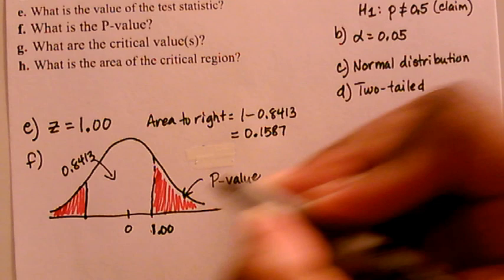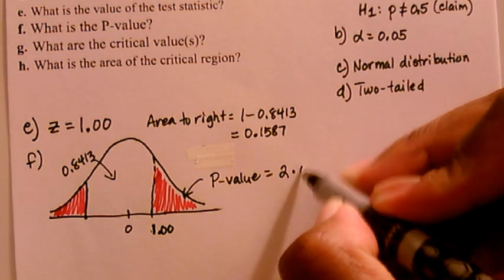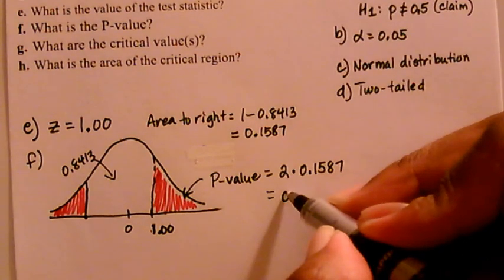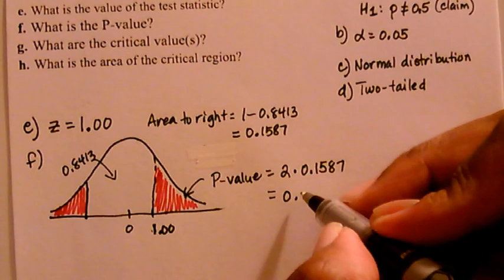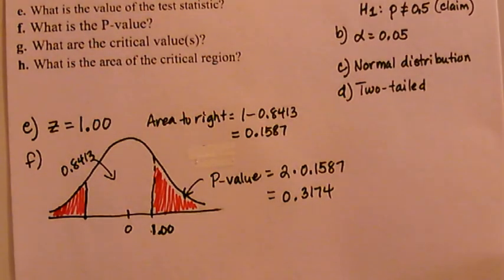So that p-value, that's this area right here that we're trying to find, would be 2 times 0.1587. And that's going to give me 0.3174. So that p-value is going to be 0.3174. That represents the probability of getting a test statistic as extreme as the one that we've obtained from our sample data. Okay, so that's part F.